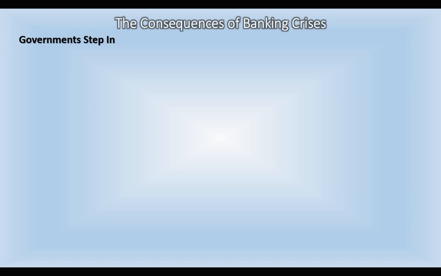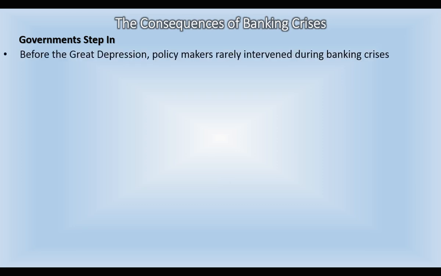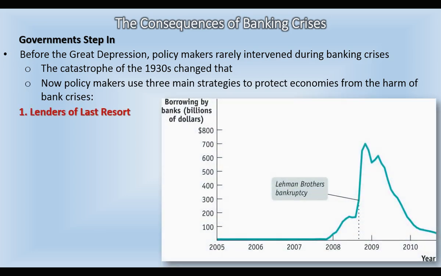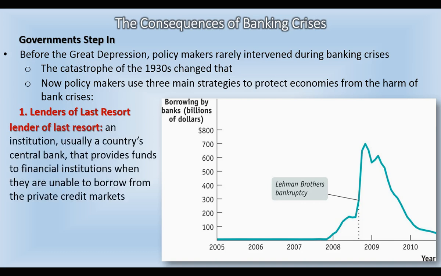So governments step in, realizing that these banks play such a crucial role in the health of our overall economy. Before the Great Depression, policymakers rarely intervened during banking crises. The catastrophe of the 1930s changed that. Now policymakers use three main strategies to protect economies from the harm of banking crises. There's one, the lender of last resort. As we mentioned, the Fed can directly lend money out. The lender of last resort is an institution, usually a country's central bank, that provides funds to financial institutions when they are unable to borrow from the private credit market.